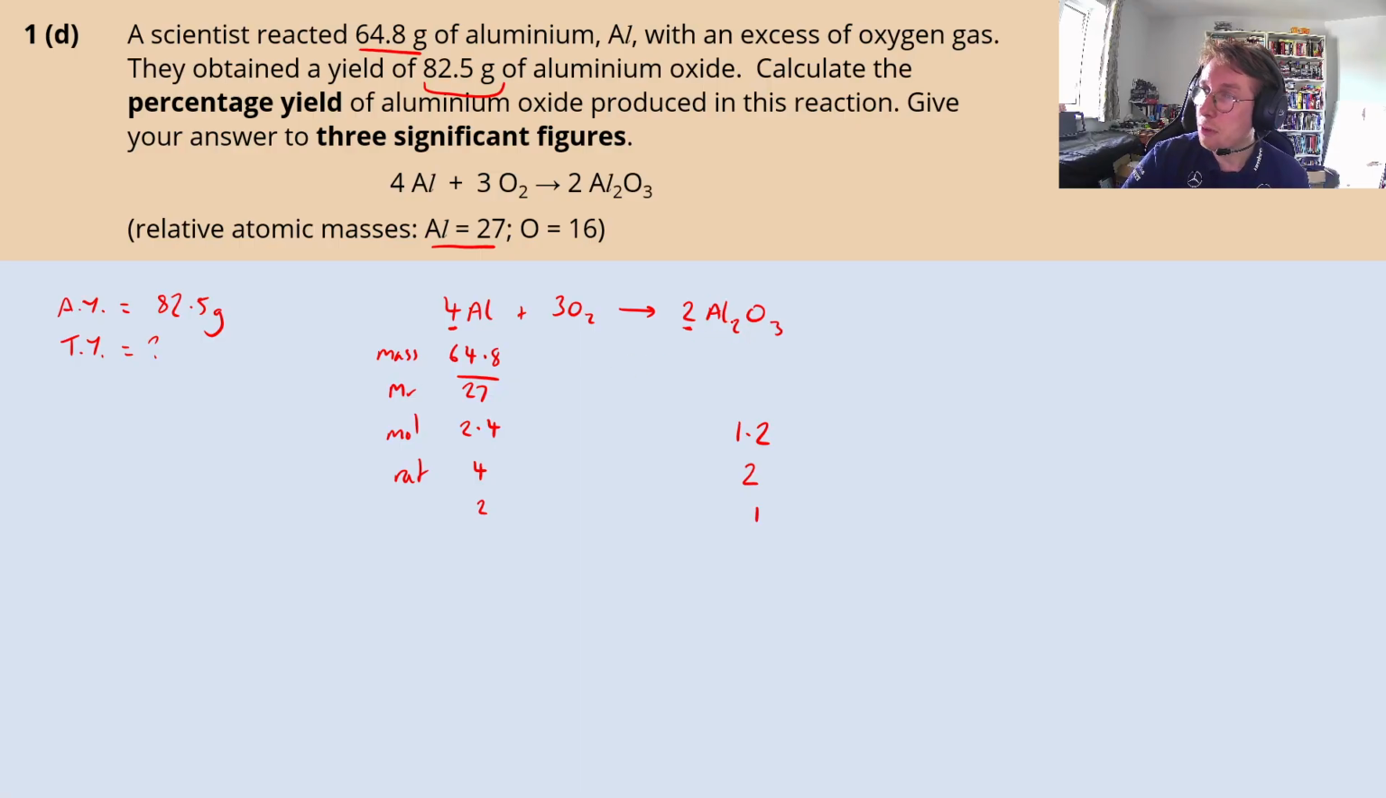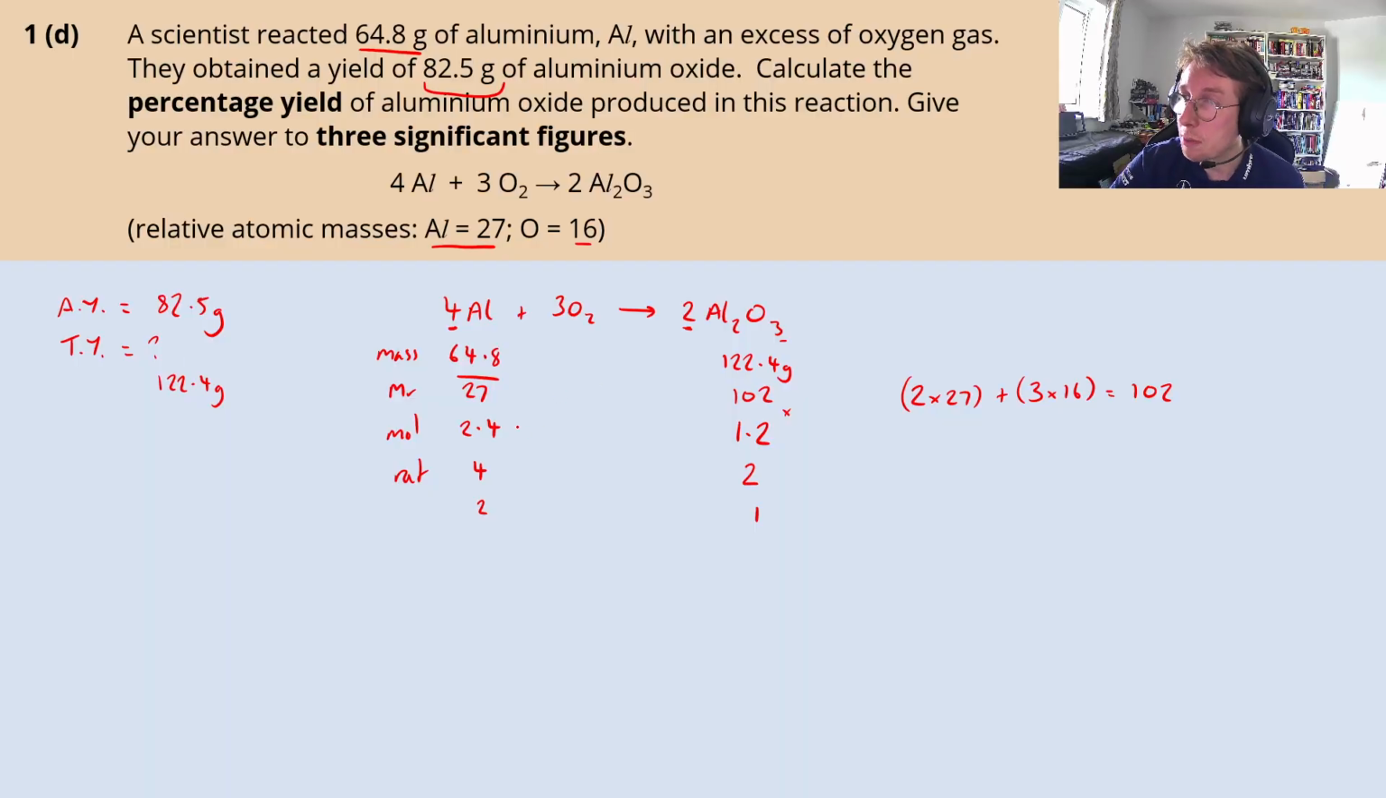Now we need to figure out the relative formula mass of aluminium oxide. Well, we've got 2 lots of 27 because there's 2 aluminiums in there, and we've got 3 lots of the oxygen, and oxygen has a relative atomic mass of 16. So we're going to do 3 lots of 16. If you add those 2 values together, you get an answer of 102. So to find the mass, we need to do 1.2 multiplied by 102, and that gives us an answer of 122.4 grams. So that is our theoretical yield.